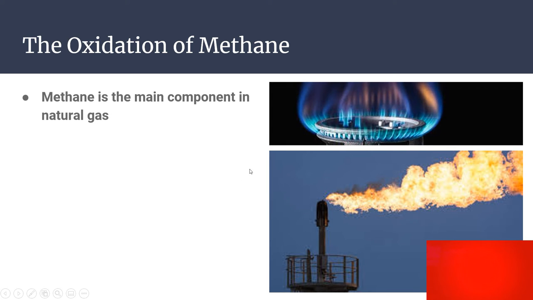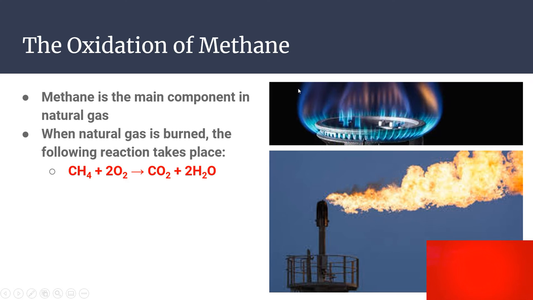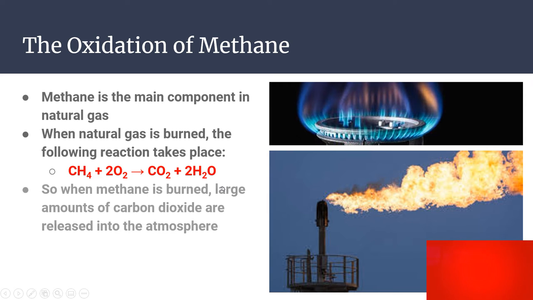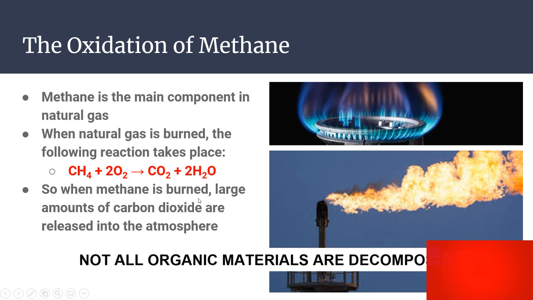Okay, so methane is the main component of natural gas. When you turn on your stove at home, most of what is in there is methane. When that gas is burned, you're taking methane and combining it with oxygen, and when that combustion happens, you end up releasing a lot of CO2 as well as some water vapor. So when methane is burned, large amounts of carbon dioxide are released into the atmosphere. This plays into the whole combustion thing, and that's really not so great for the environment, but we'll get back to that later.